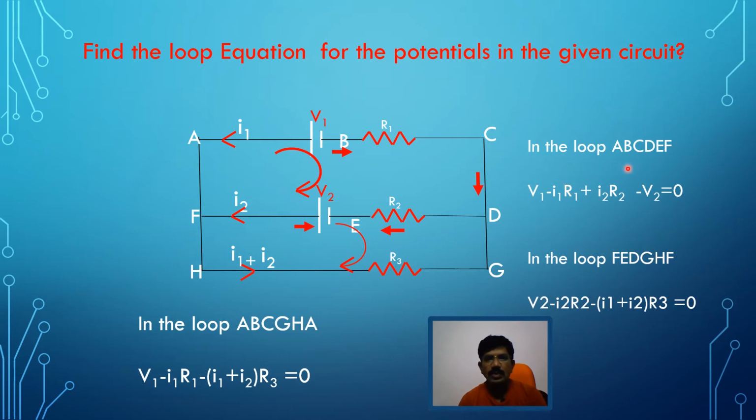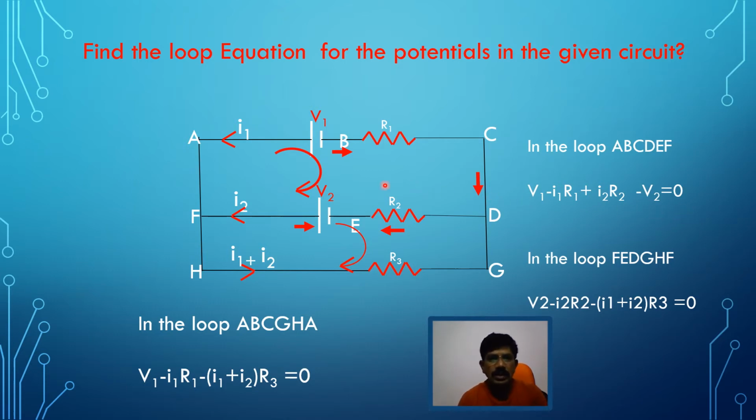In the loop A, B, C, D, E, F, the potential difference is V1. Next, as per Ohm's law, the potential difference V is equal to IR. Here I1 current is flowing, so I1 R1. Next, here it is I2 R2. Next, here it is V2. Now, the algebraic sum of all the potential differences across various components in a closed loop is equal to 0. This is Kirchhoff's second law or KVL.